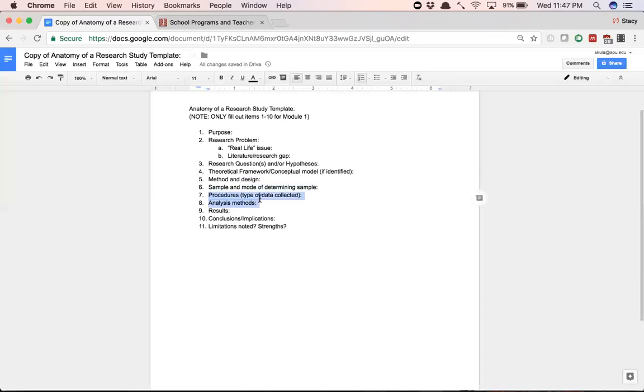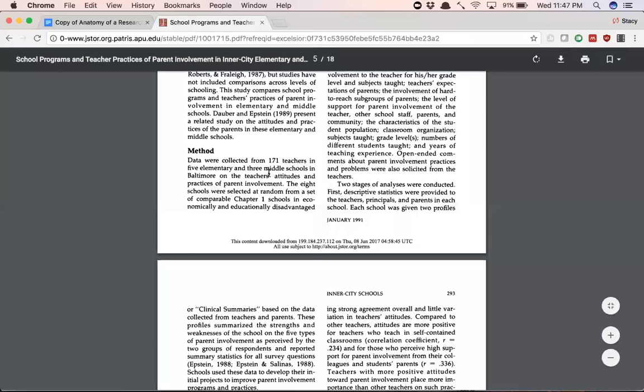The procedures has to do with the type of data collected, and then the analysis methods have to do with what they did to find results. What kinds of statistical tests did they run if they did a quantitative study? Or how did they look at the data, all of these words, and get meaning from them if it was qualitative? So let's take a look at this in this study.